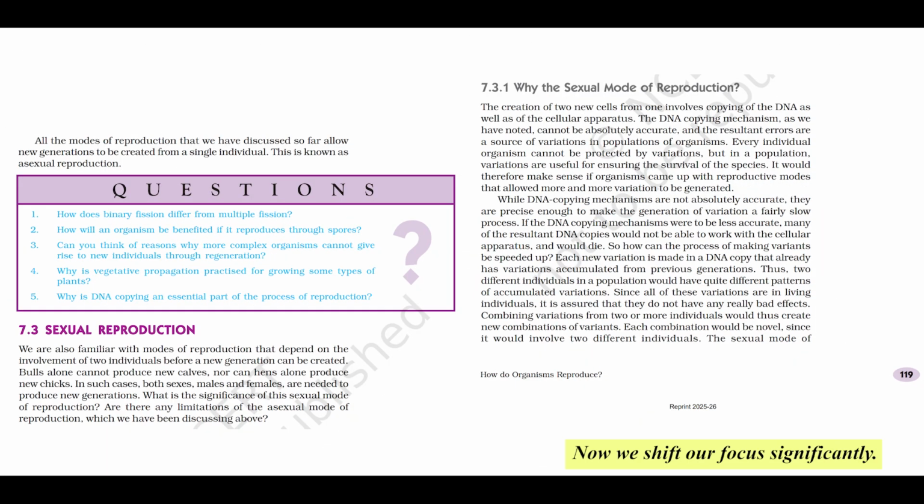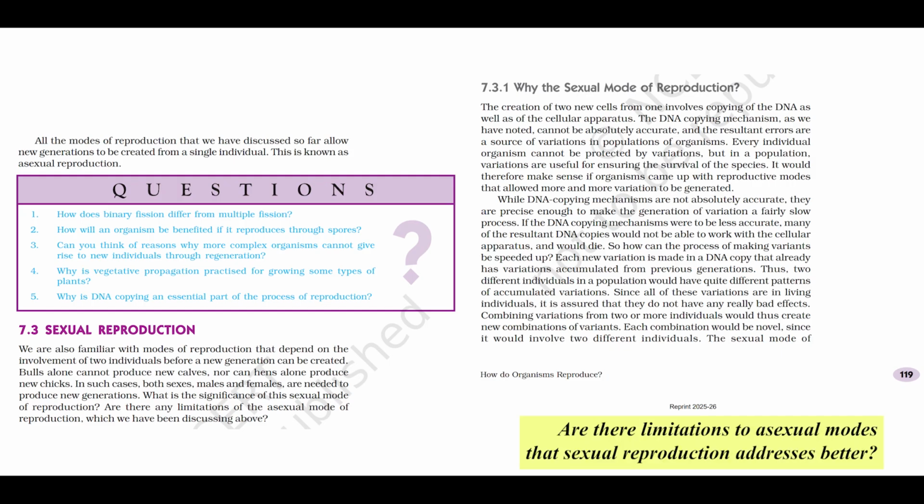Exactly. Now, we shift our focus significantly from asexual reproduction involving a single individual to sexual reproduction. This mode fundamentally depends on the involvement of two individuals to create a new generation. We're all familiar with examples. Bulls alone can't produce calves. Hens alone can't produce chicks. Both sexes, male and female, are needed. This naturally raises a crucial question. What's the significance of this sexual mode? Are there limitations to asexual modes that sexual reproduction addresses better?